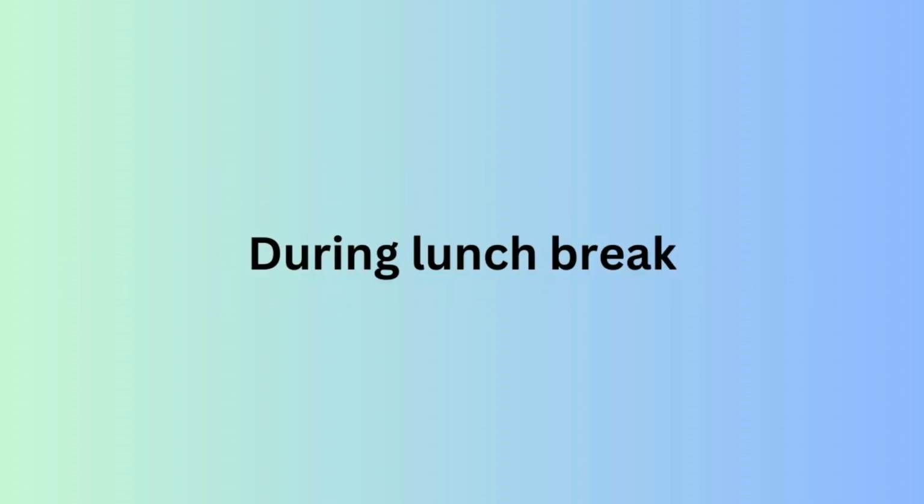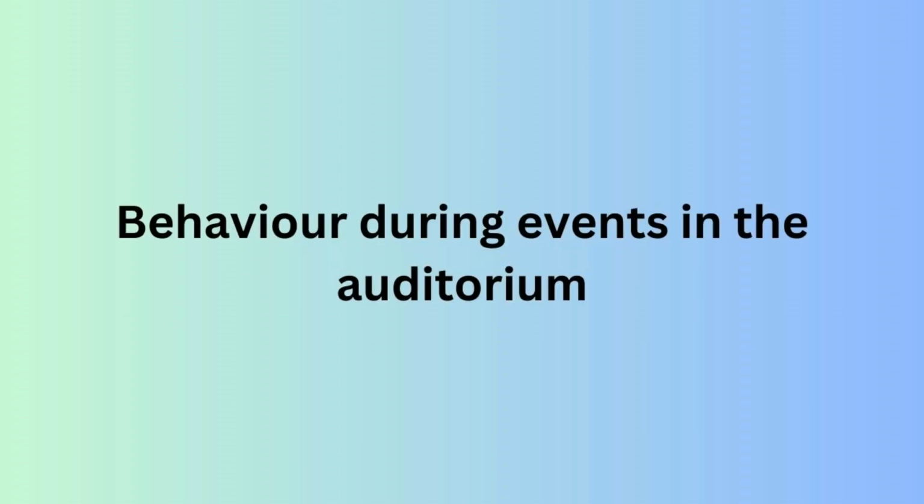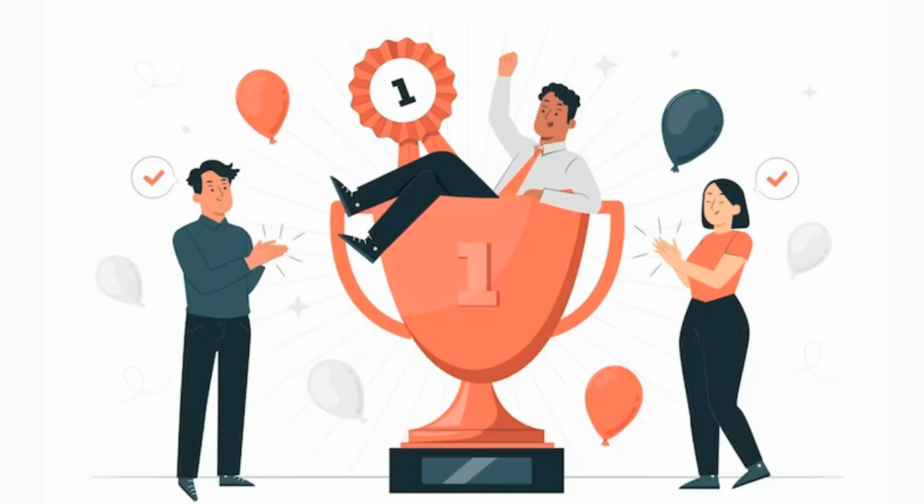Next, during the lunch break, rude and rough behavior should be avoided at all times. Help a fellow student who is hurt. Apologize if someone has been affected by your behavior. Behavior during events in the auditorium: during an event in the school premises, be patient and listen to the speaker. Observe discipline while entering and leaving the auditorium. Clap when the event is over.